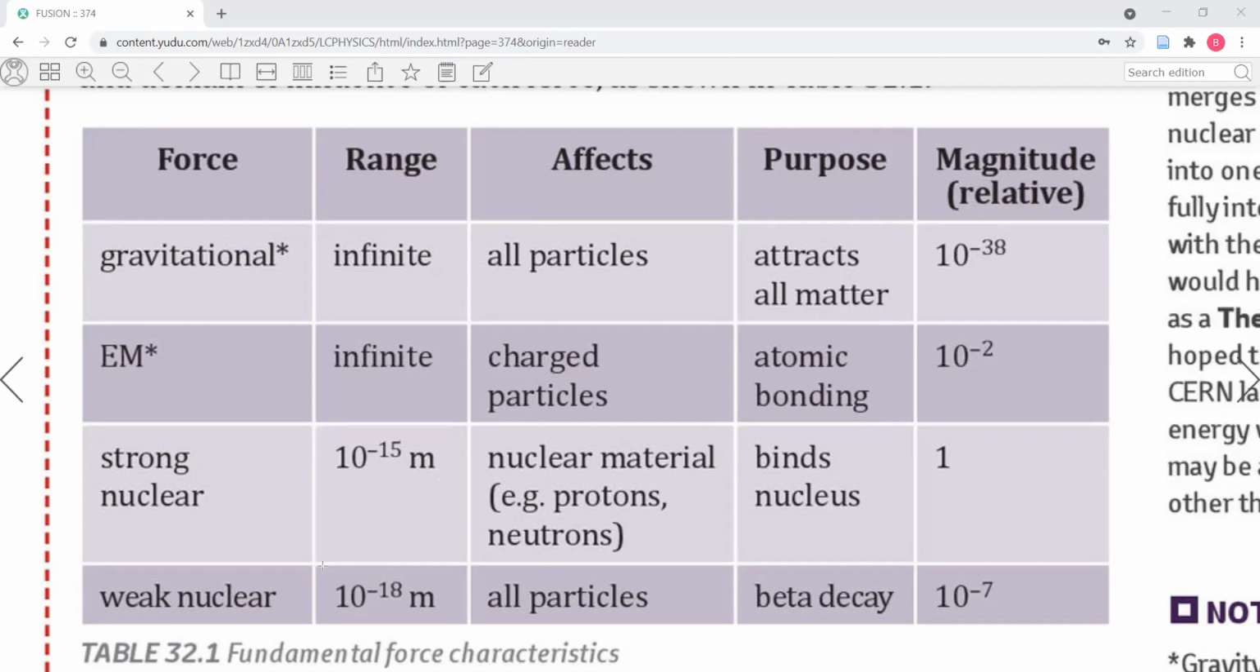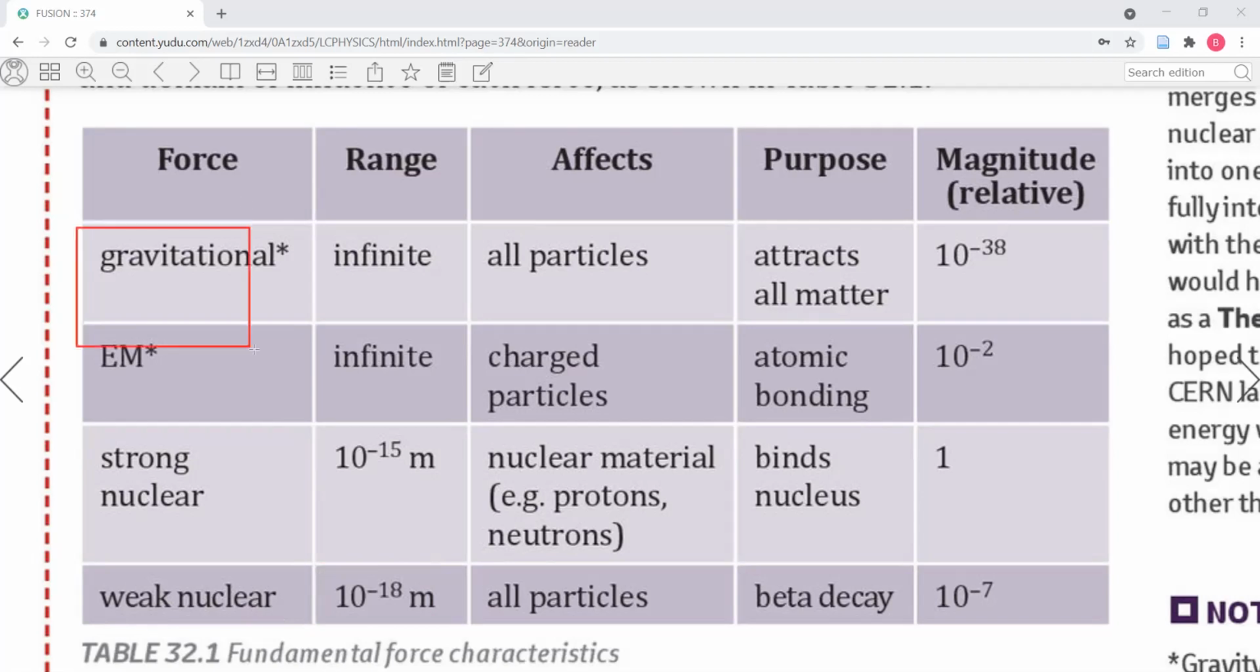The weak nuclear force then has an even smaller range. That's about the scale of a neutron, about the diameter, if you like, of a neutron. So it operates over a very, very short distance. The reason we don't see the strong nuclear and the weak nuclear force in our everyday lives is because they operate over such small distances, on scales that we have no frame of reference for.